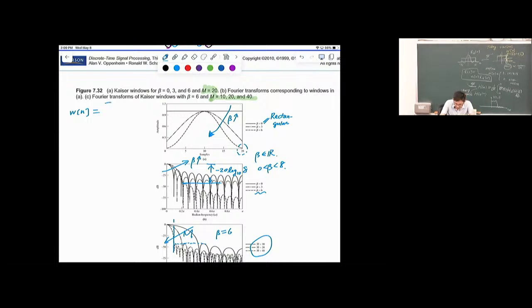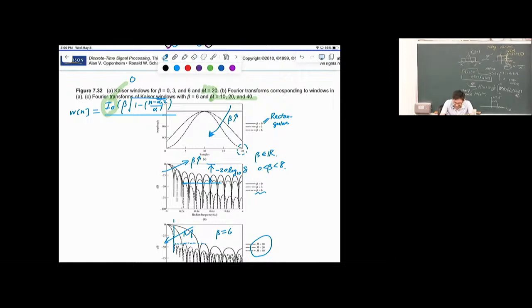Bessel function I naught with beta occurring right here. Really, you don't need to copy this. You can find it in your textbook. But 1 minus n divided by alpha, subtracted by alpha divided by alpha squared, is evaluated and put inside this Bessel function. This function is what we call the zeroth order modified Bessel function of the first kind.